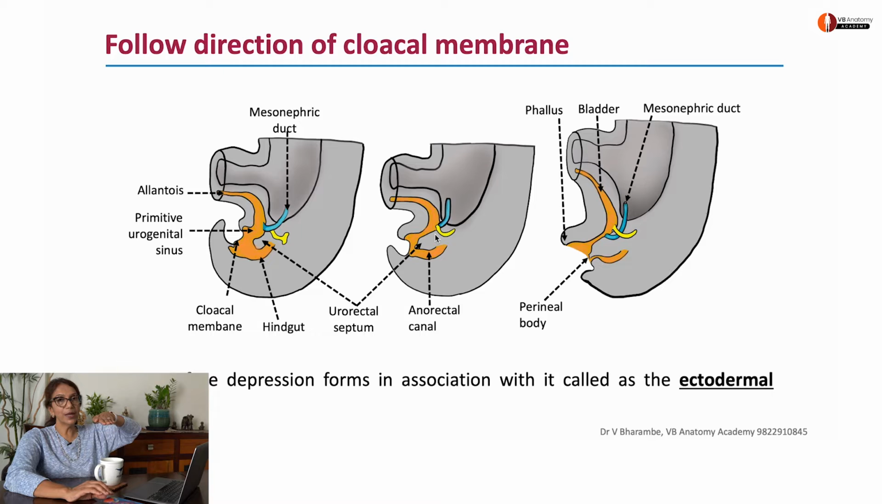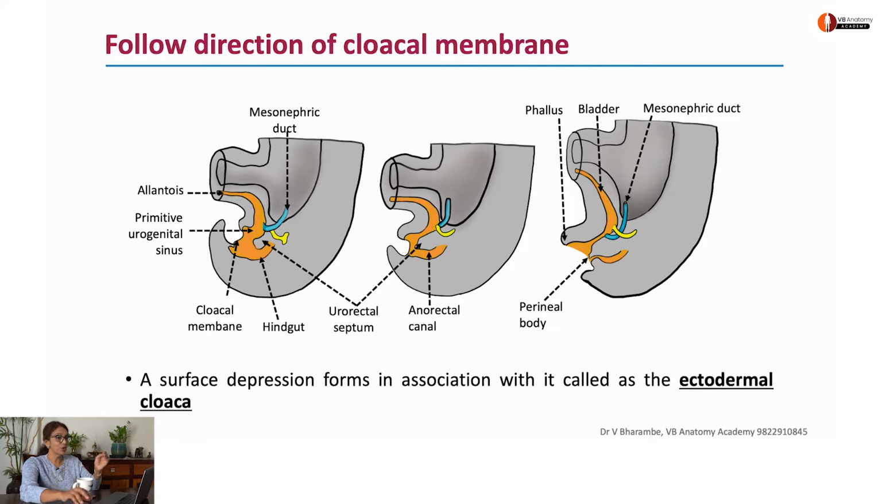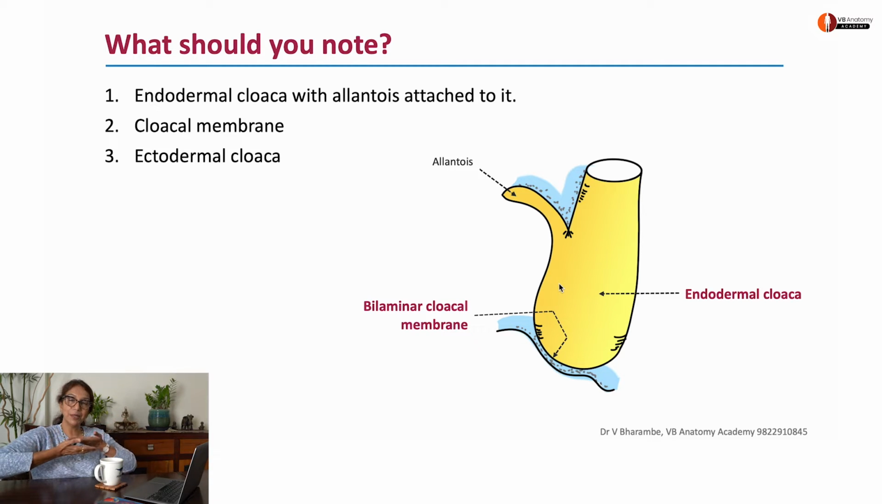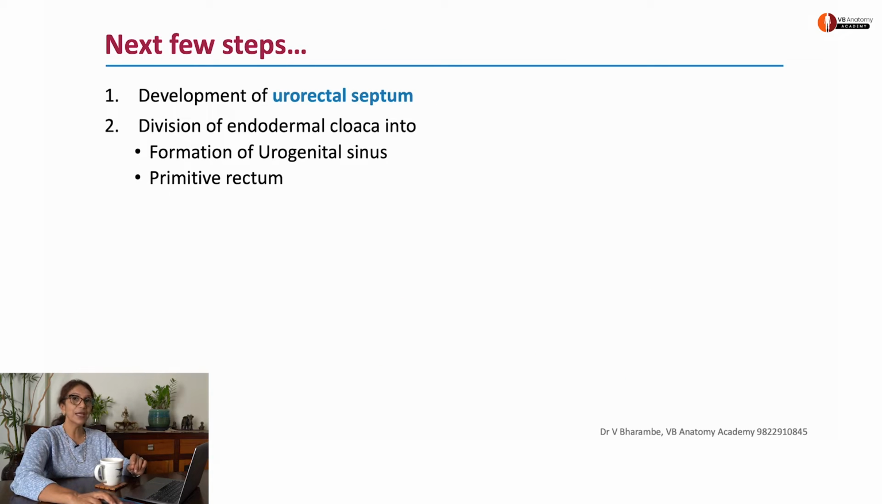Not only is the cloacal membrane facing downwards, it slowly begins to form a little depression. This depression is called the ectodermal cloaca. Okay, so what do we have? Here is the ectodermal cloaca. So now, this is the endodermal cloaca dilated. This is the bilaminar cloacal membrane. And this here is the ectodermal cloaca. These are the three things I want you to focus on, remembering that anteriorly there is attachment of allantois.